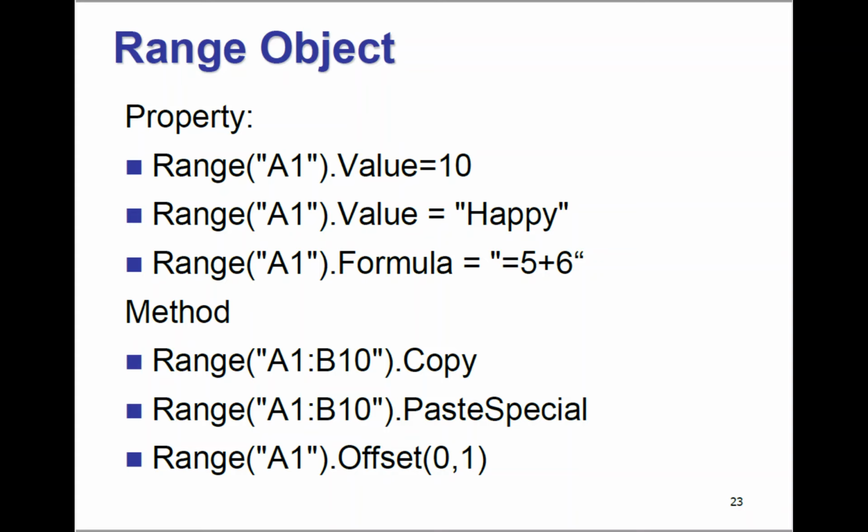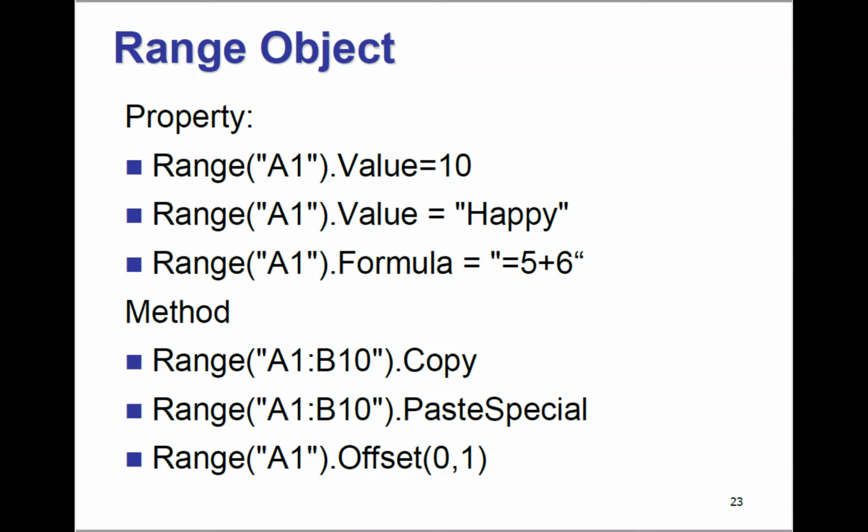As we said, we'll cover two types of object. One's range, one's application. So let me talk about range objects. There are several types of property here: a value, and method. So property, we will do value and formula.